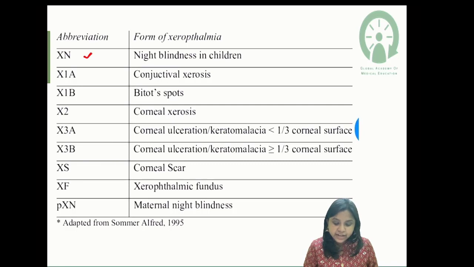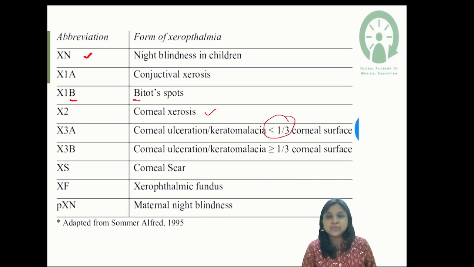That is, XN is night blindness, whereas X1A is conjunctival xerosis. X1B, B for B, Bitot spot. X2 is corneal. So firstly you have the conjunctiva involvement, later on you have the cornea involvement. So X2 is corneal xerosis. X3A is corneal ulceration or keratomalacia, but involving less than 1/3 of corneal surface. If the corneal ulceration is more than or equal to 1/3, it's X3B. XS stands for corneal scar. XF, F for fundus, it's known as xerophthalmic fundus. So you need to remember all these things.